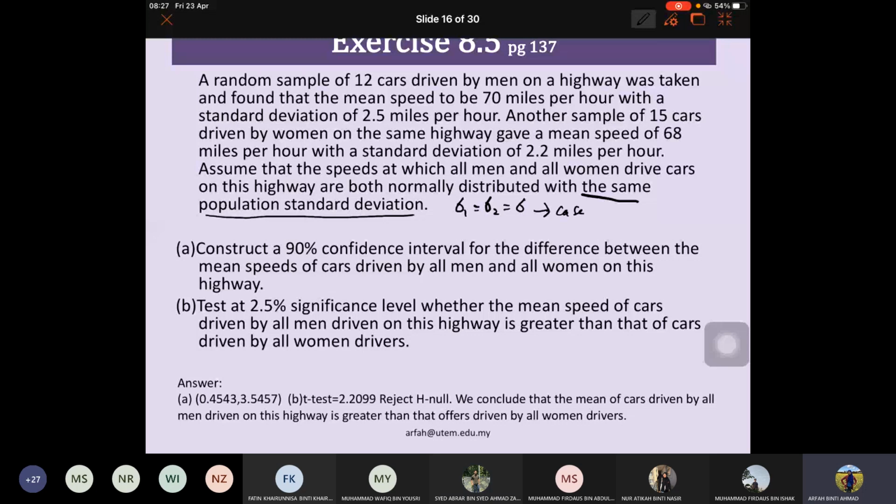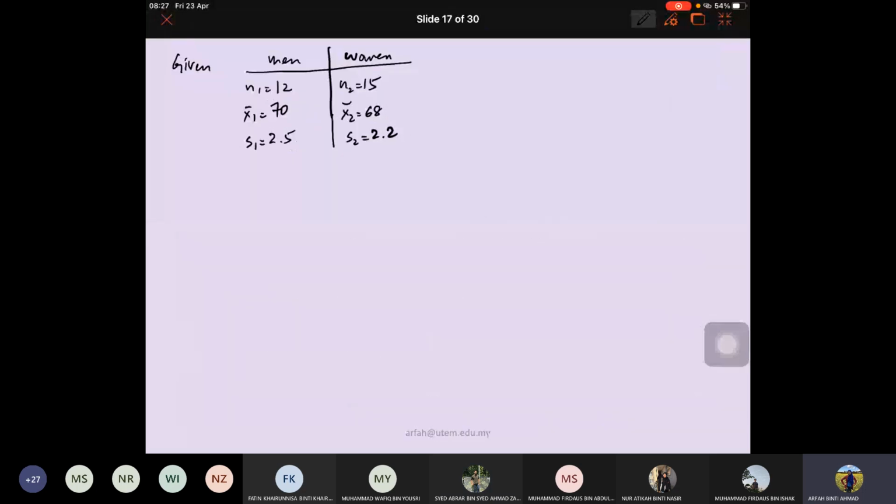Tiga, betul. Okay, so this is case 3. Take a look at this one. N1 is less than 30. N2 is less than 30. And then sigma 1 equal to sigma 2 equal to sigma. So this one is case 3.